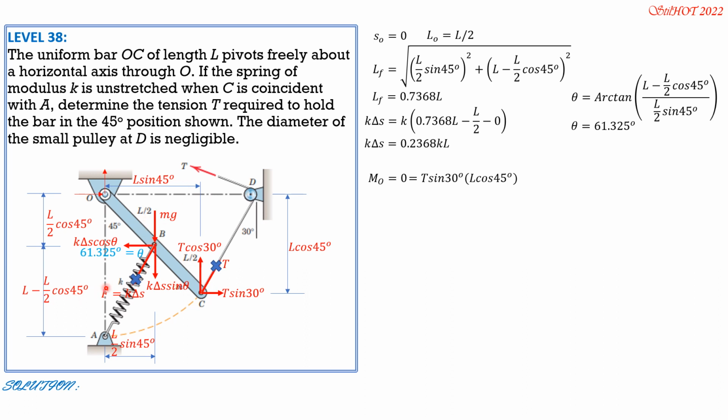Then everything will be minus, beginning with this, minus 0.2368 KL, that's K delta S, cosine of theta, where theta is 61.325 degrees. Then moment arm is L over 2 cosine 45. Then minus K delta S, minus 0.2368 KL, times sine of 61.325 degrees. Moment arm is L over 2 sine 45. Then minus mg times L over 2 sine of 45.